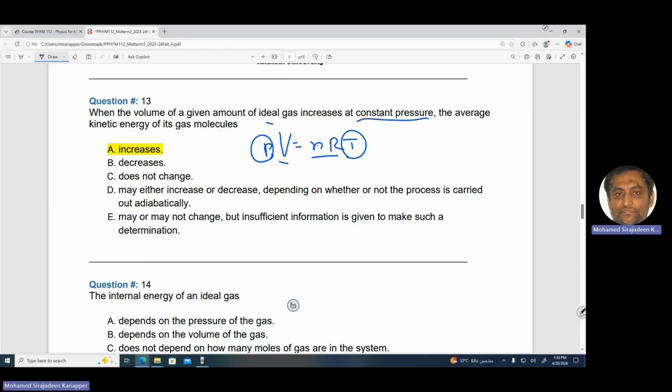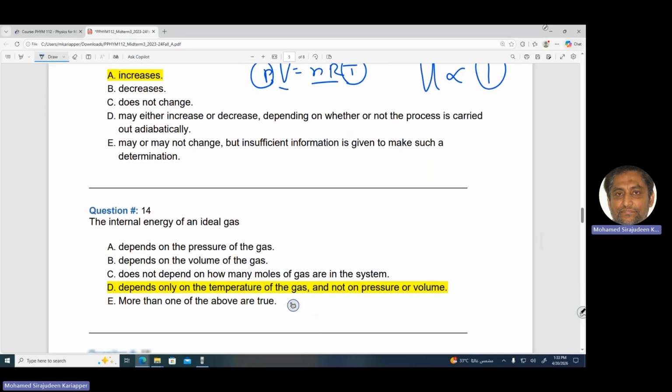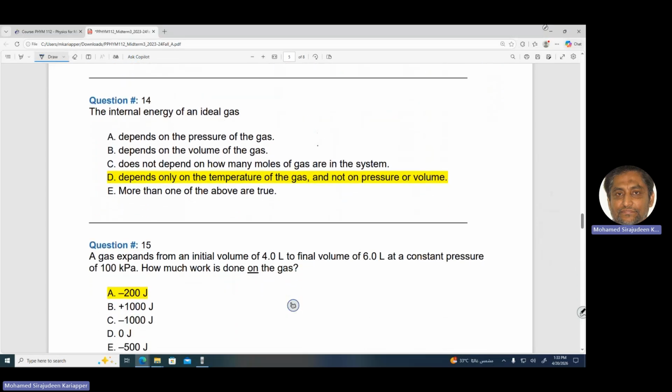So you need to remember that for an ideal gas, the kinetic energy is the only energy. If you remember this expression, the energy of an ideal gas only depends on the temperature. So when the volume increases, temperature increases, therefore the energy will increase. None of the other answers are correct. Number 14. And that is the same story, right?